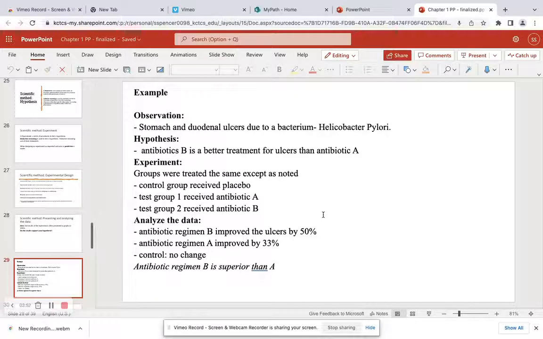And then we're going to see our data. The data here says that antibiotic regimen B improved the ulcers by 50%. Antibiotic regimen A only improved by 33%. And then, of course, the control, they didn't receive either antibiotic, so we expected no change in their ulcers, no improvement. And we can say, do we accept our hypothesis? We said that antibiotic B is a better treatment for ulcers than antibiotic A. So we made that our conclusion here, as you can see.